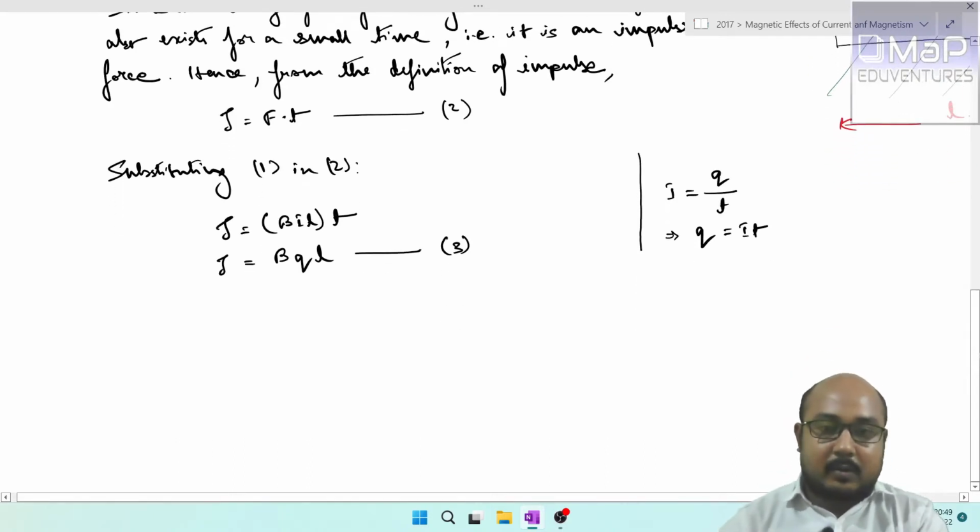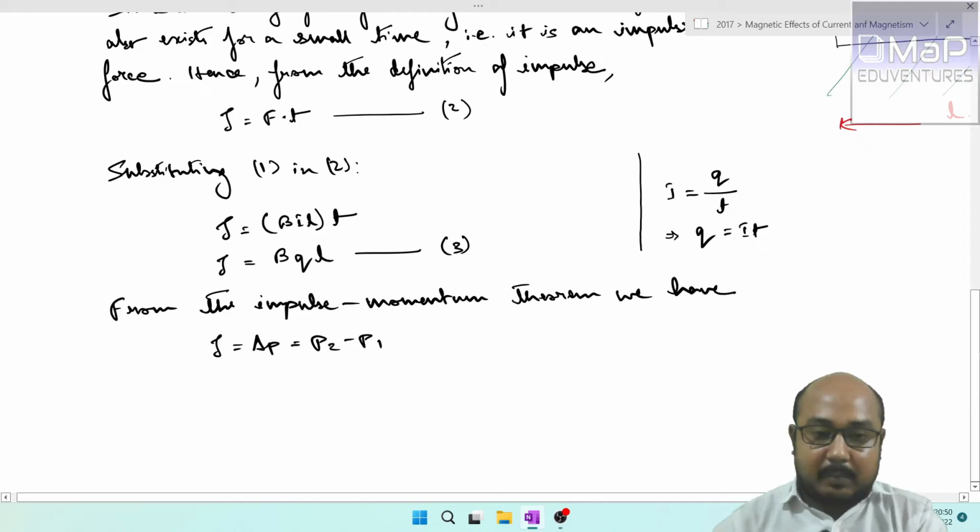Now, in the same chapter you have also come across the impulse momentum theorem. What does the impulse momentum theorem state? It states that the impulse of a force is equal to the change in momentum of the body. So I write delta p as p2 minus p1, where p1 is the initial momentum and p2 is the final momentum. But since the body was initially at rest, p1 becomes 0, so the impulse J will simply be p2.